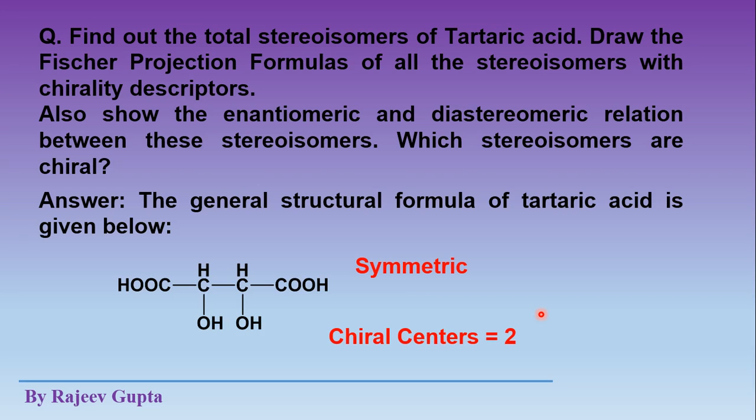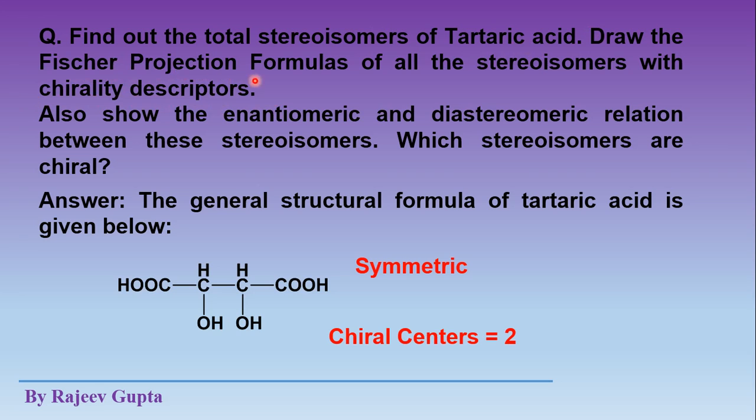Now see the example of a molecule as shown here, as a question given here. See, what is the question? Find out the total stereoisomers of tartaric acid. Okay, tartaric acid. First of all we have to know the tartaric acid molecular formula and structural formula. Draw the Fischer projection formulas of all the stereoisomers with chirality descriptors. All the possible stereoisomers, we have to show their Fischer projection formulas with chirality descriptors.